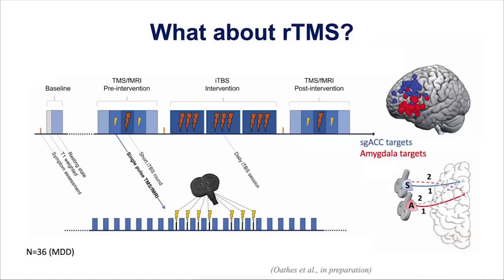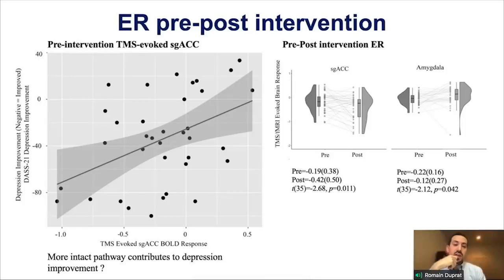Next slide. Here on the left, you can see a plot of how the evoked response at baseline relates to the post-intervention depression state of our patients. What we found was that the stronger the evoked response in the subgenual anterior cingulate cortex at baseline, the better the patient did after the mini treatment that we provided. That might suggest that a more intact pathway contributes to depression improvement in our TMS treatment.